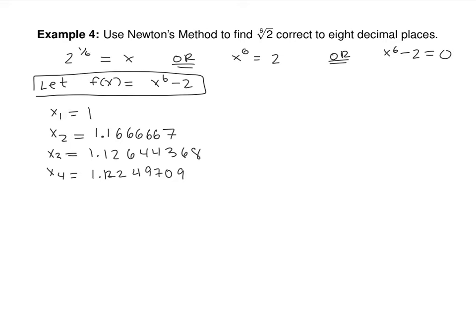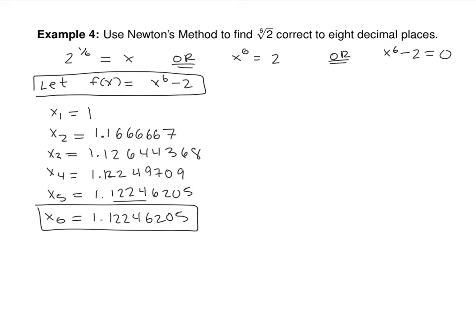Is it generally always 4 to 5 times? This one took 6, but yes. And it would have been better if I would have had a better guess. If I would have guessed like 1.1, it might have went faster. For x5, I ended up getting 1.12246,205. So I think then I have 4 decimals matching. And for x6, I got the same thing as x5, 1.12246,205. So there's your thing, correct to 8 decimal places.